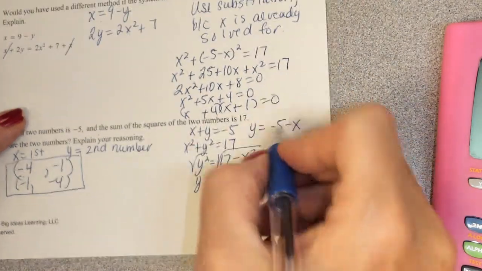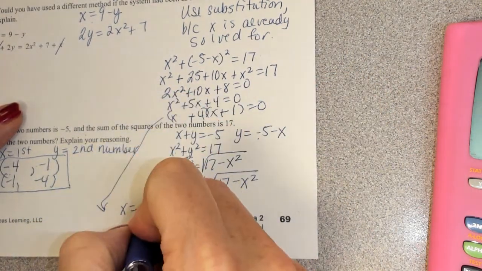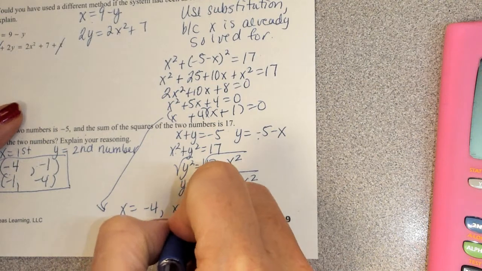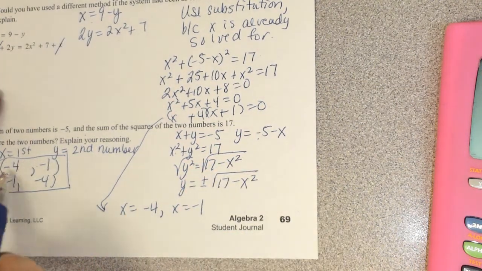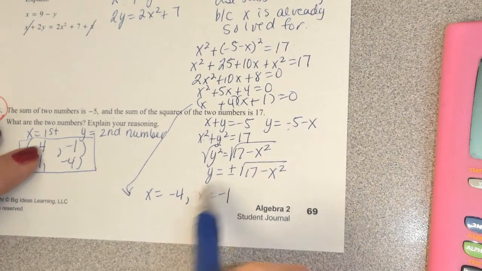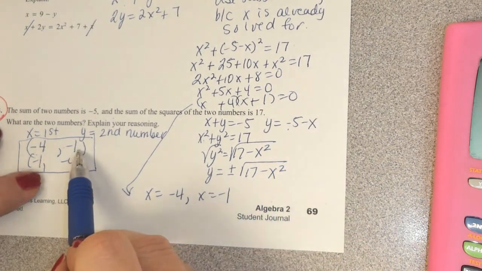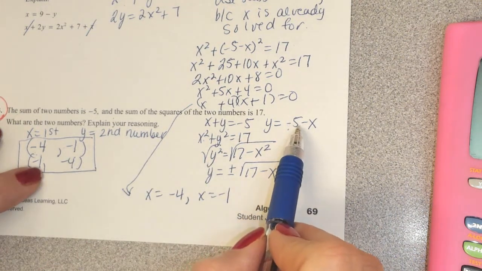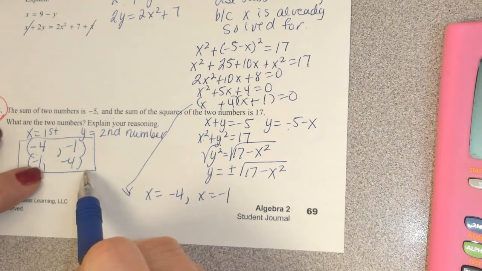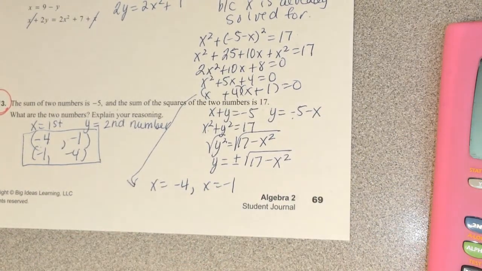So right there we go. X is going to be -4, and x is going to be -1. So that's what we got here, and then we would have to substitute back in. So if x is -4, -5 minus -4, that's -1. If x is -1, -5 minus -1, that's -4. And so that's how we go. You do it either way.